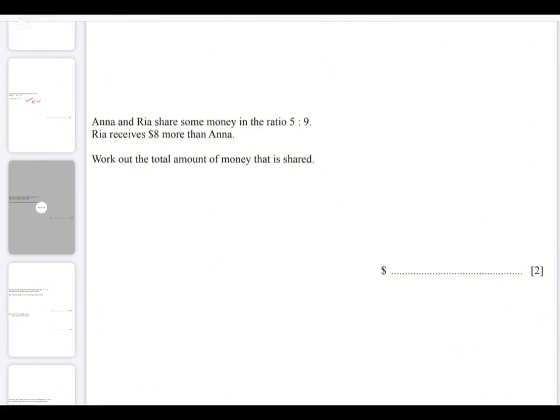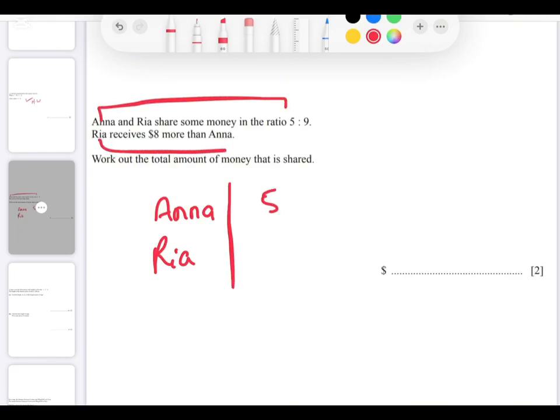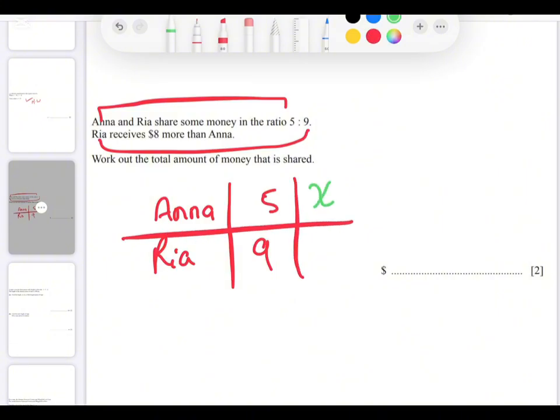So we have two things, Anna and Ria. The ratio of Anna is 5, the ratio of Ria is 9, so I will write 9. Now I don't know the value of Anna, so I will write x. But I don't know the value of Ria as well, but they have some condition given. Ria receives 8 more than Anna. For example, the value of Anna is x, so the value of Ria will be x plus 8 because Ria receives 8 more than Anna. I hope everything is clear.